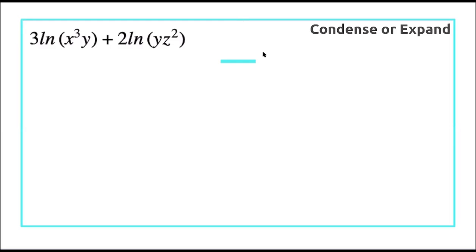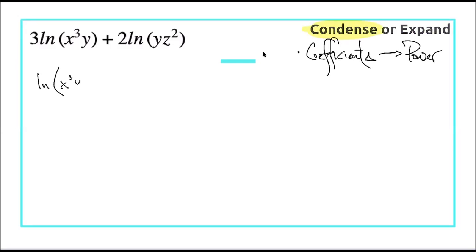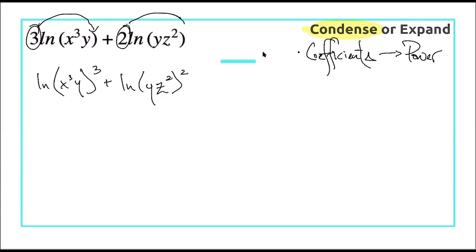Condense. Yeah, we're going to turn this into a single log. All right, so condense, we said a good place to start is coefficients. And that if we have any coefficients, we'll move it up to a power, okay? So this is going to be natural log of x cubed y cubed, because this 3 became a power up here, plus natural log of yz squared to the power of 2, because this 2 comes up to be that power, okay? So when you're condensing, start with those coefficients.